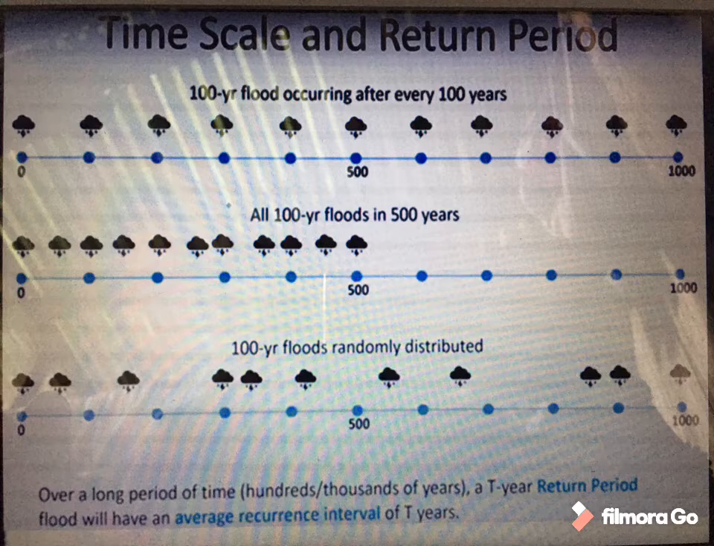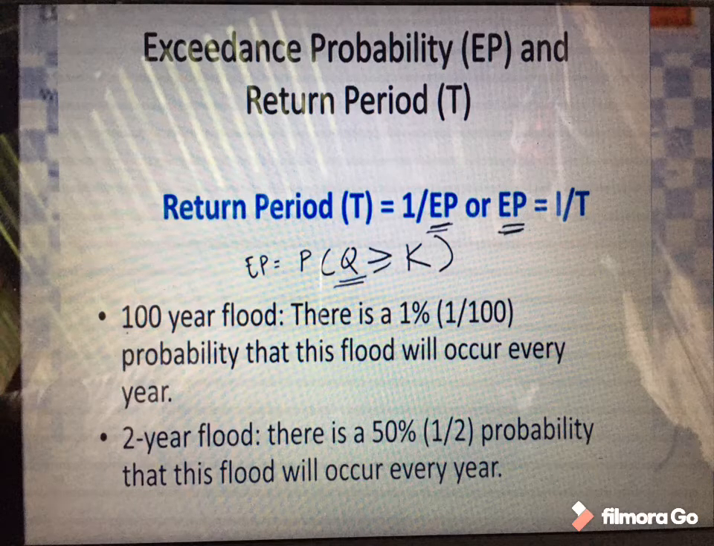Showing this second illustration, we still have the same number of events, but they are taking place in the first half. In this third case, we have 10 events that are evenly distributed over a period of 1,000 years. So the technical definition of a return period is that over a long period of time, depending on your return period, the return period T is equal to 1 over EP, or EP is equal to 1 over T.